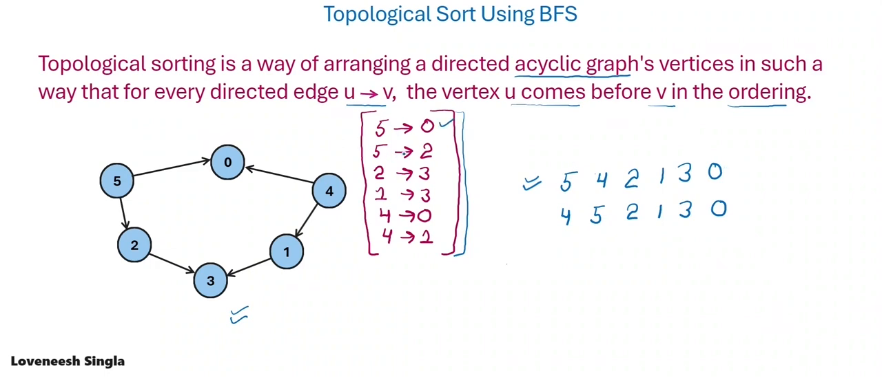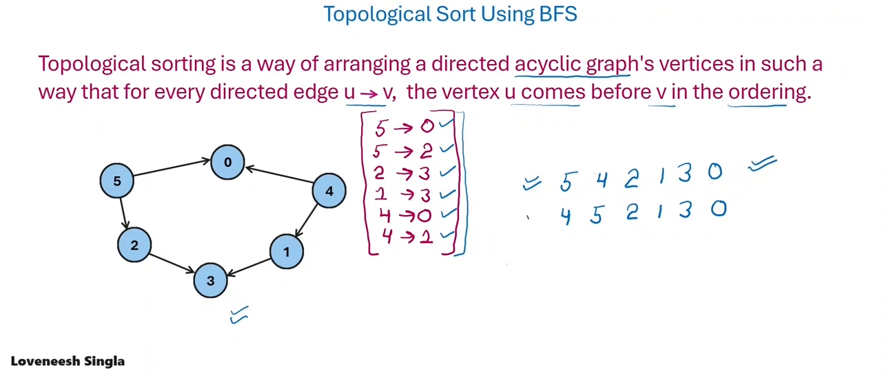Now from 5 there is an edge to 2. In this ordering 5 is coming before 2 also. So this is also fine. Now from 2 there is an edge to 3. In this ordering 2 is coming before 3. So this is also fine. From 1 to 3 there is an edge and 1 is coming before 3. So this is also fine. Now there is an edge from 4 to 0 and 4 is coming before 0. So this is also fine. And there is an edge from 4 to 1 and 4 is also coming before 1, so that is fine. So this is a valid linear ordering.